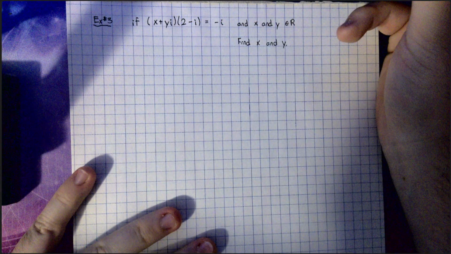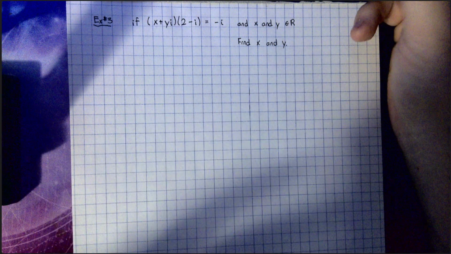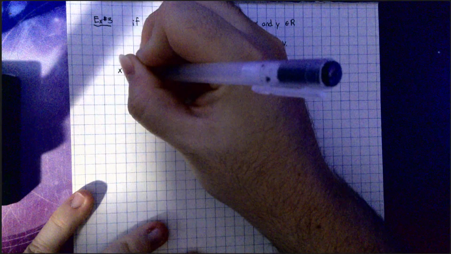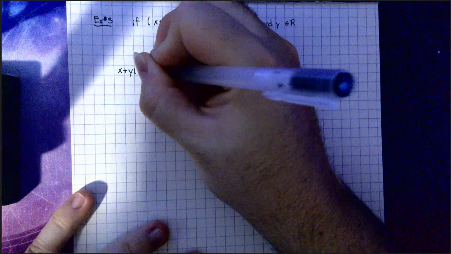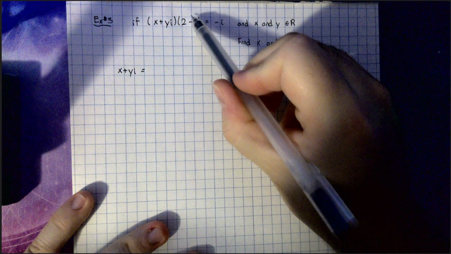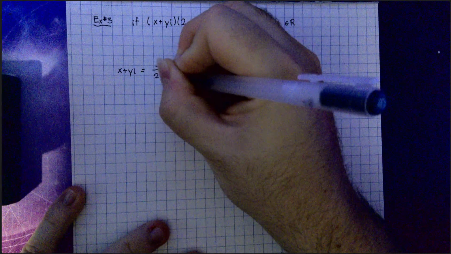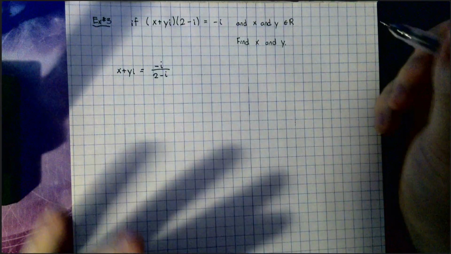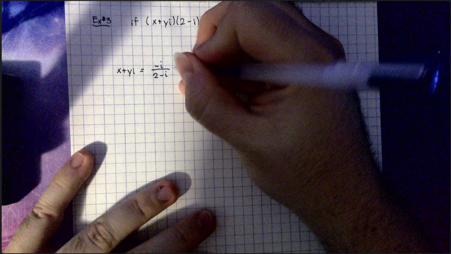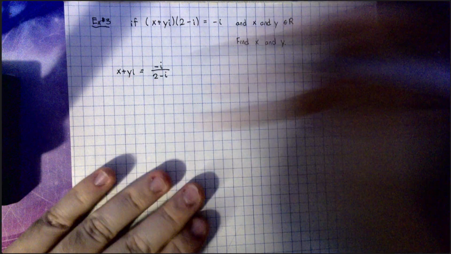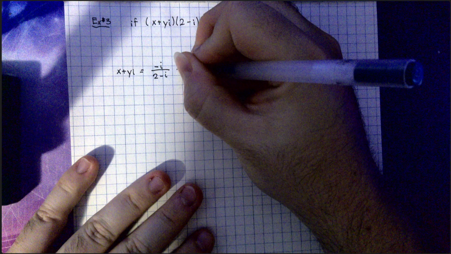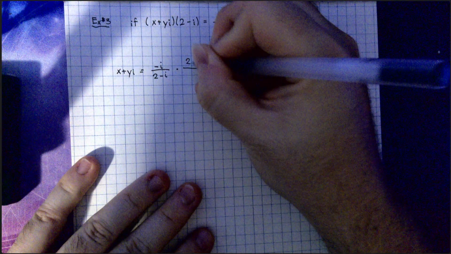So, first thing I'm going to do is isolate this bracket that I'm looking for. I want to get all my unknowns on one side, all the numbers I do know on the other side. So I'm going to just do x plus yi, my first bracket. And now because it's all by itself, I'm going to divide both sides by this bracket right here in order to get rid of it on the left side. So I'm left with negative i divided by 2 minus i. Now, I'm going to multiply by the conjugate because I'm not changing the value as long as I do the same thing on the top and bottom. So multiplied by 2 plus i.